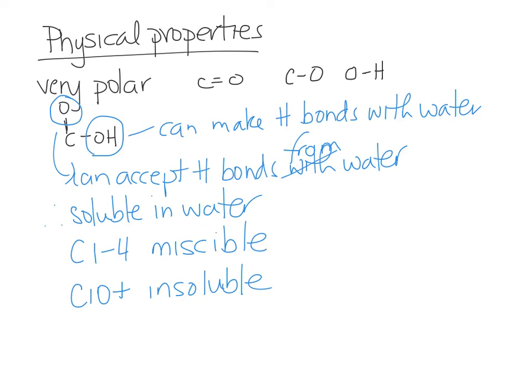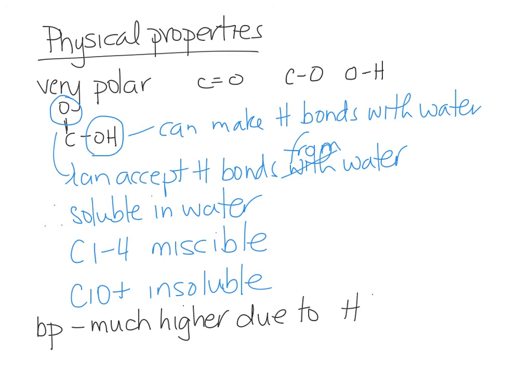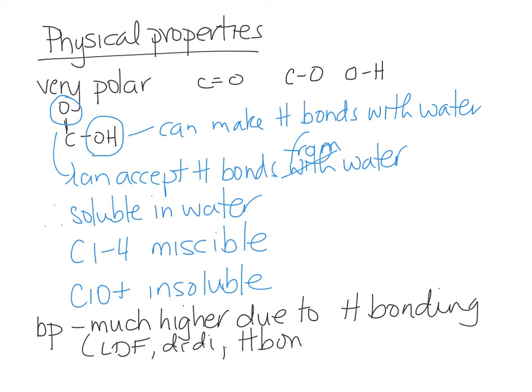Now in terms of boiling points, they are much higher than the other groups. And this is due to the fact that they have 2 sites for hydrogen bonding with each other. So they've got London dispersion, dipole-dipole, and hydrogen bonding. So these have a higher boiling point than alcohols of the same carbon length.